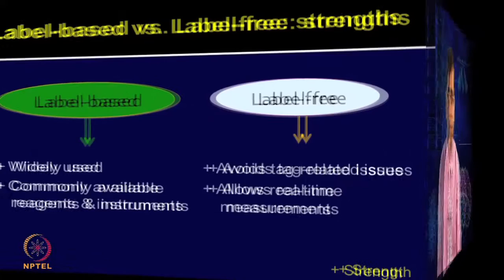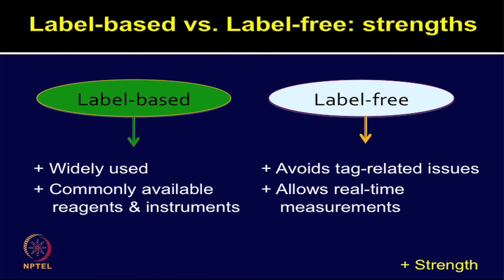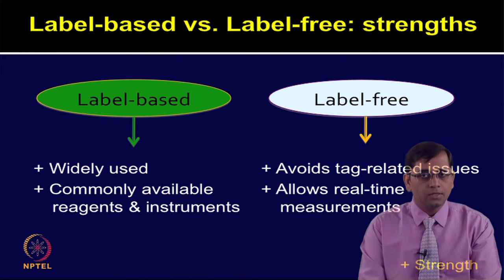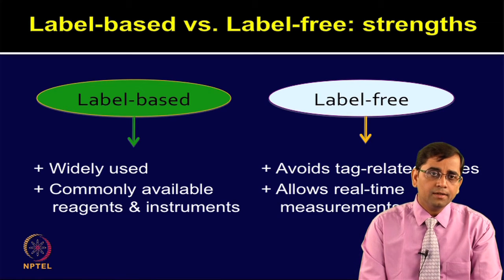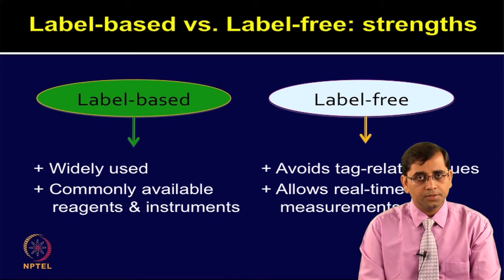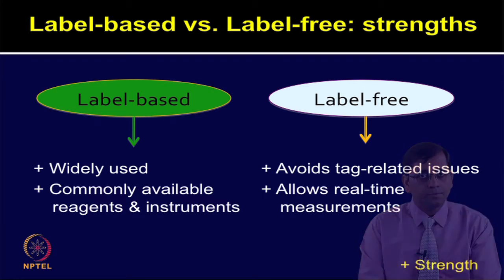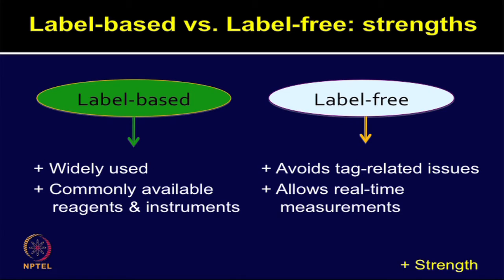Let us discuss some of the strengths and limitations of label-based and label-free methods. Label-based methods are commonly used in most of the laboratories worldwide. Therefore, most of the reagents are very easily available and so is the instrumentation. However, the label-free methods are mostly new and modern, so the instrumentation is still very costly and not so easily accessible.